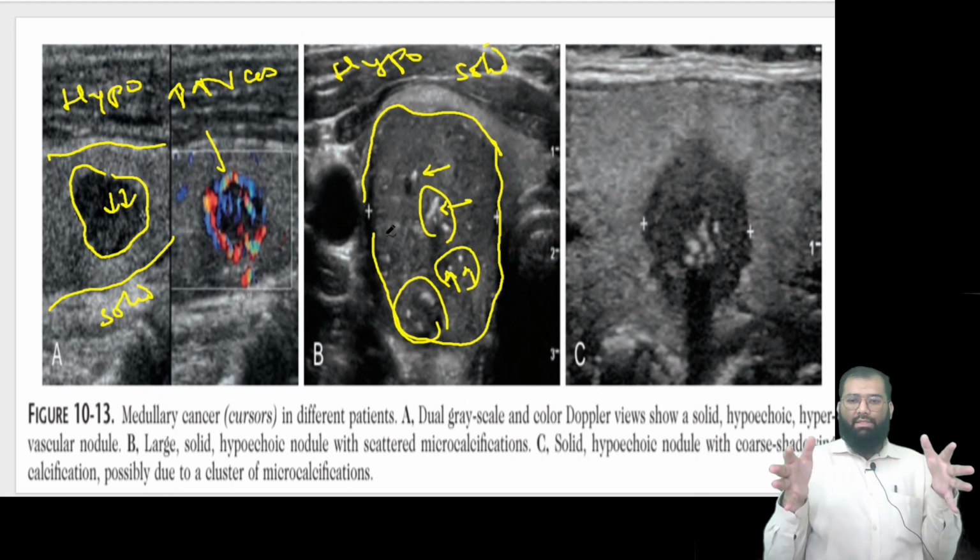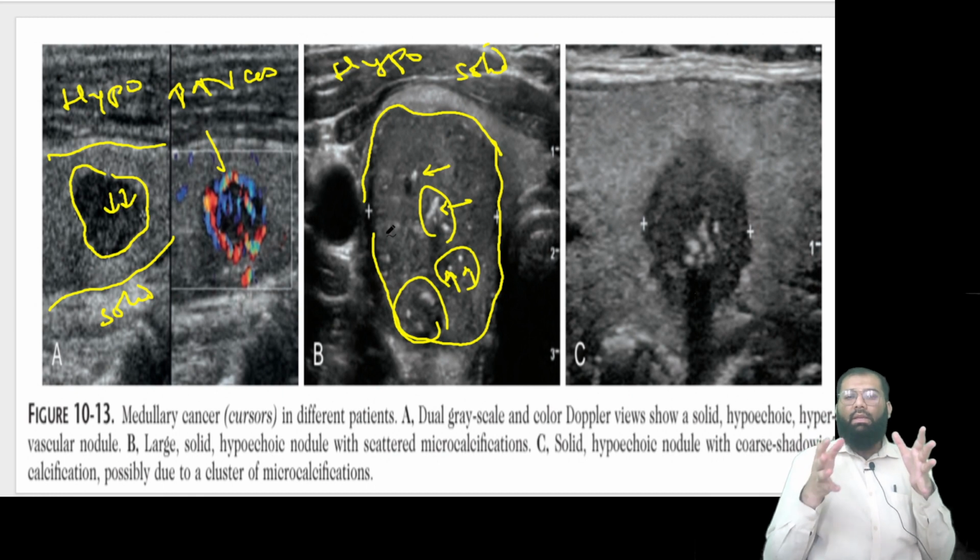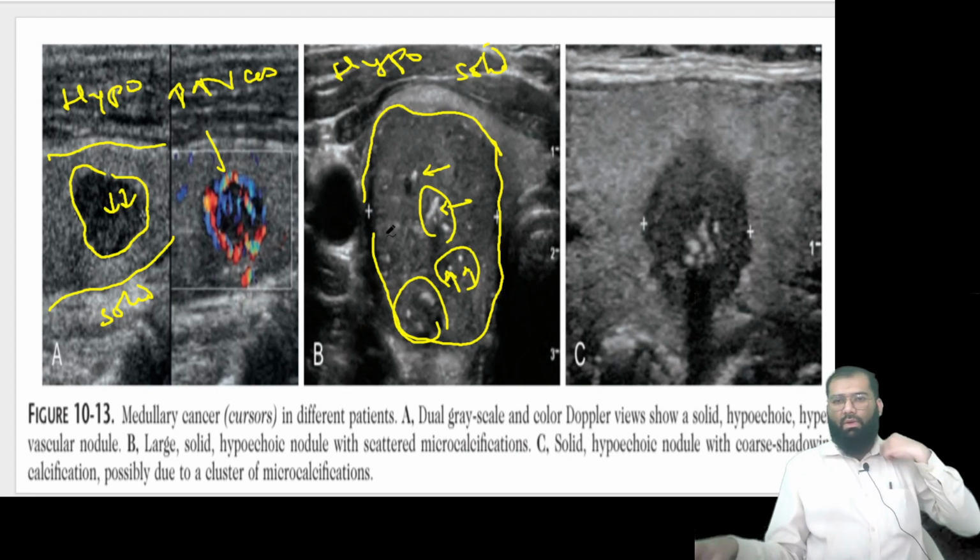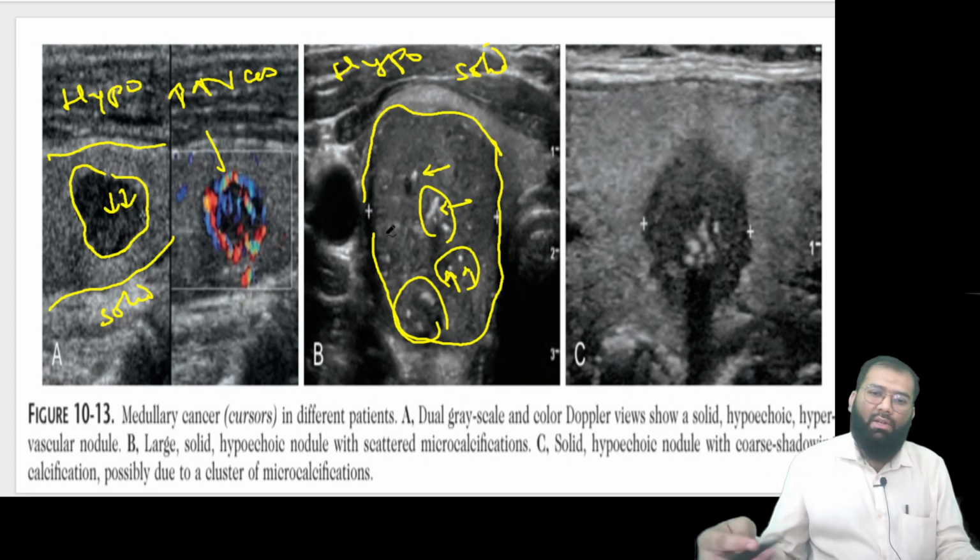So in these lectures on malignancy, we are seeing retrospectively that we gave it a TI-RADS grade, and on FNAC or on biopsy it turned out to be this. Okay, so this is how medullary CA looks like. Okay?